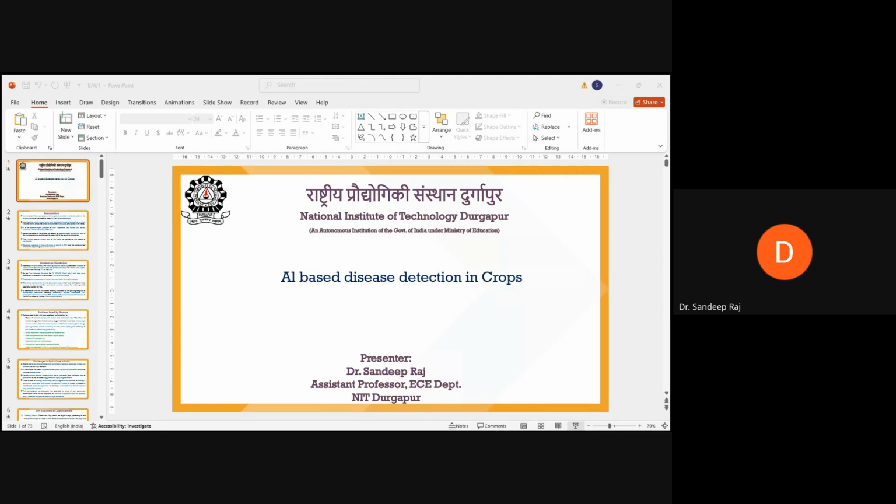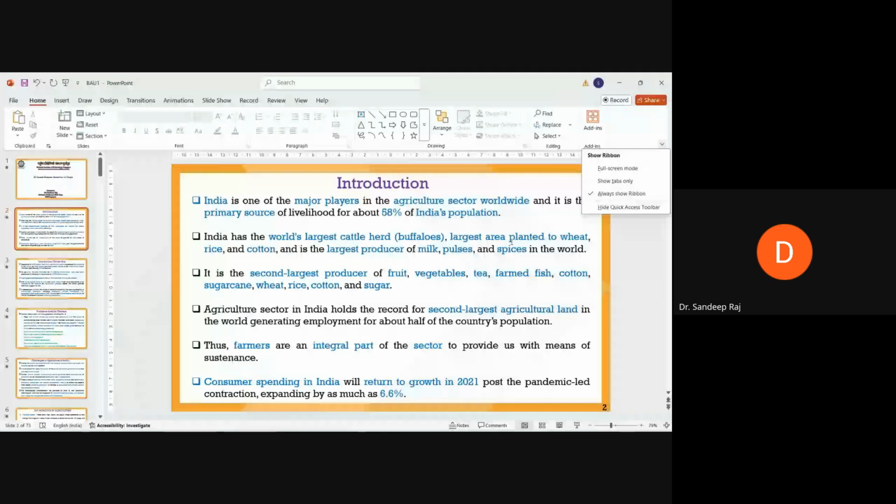So let us have some introduction on why I have chosen this area, AI in agriculture. India is one of the major players in the agriculture sector worldwide, and it is the primary source of livelihood for about 58% of the Indian population. India has the world's largest cattle, and the data I have provided is from the manual. It has the largest area planted to wheat, rice, and cotton. India is the largest producer of milk, pulses, and spices in the world. India is the second largest producer of fruits, vegetables, tea, farm fish, cotton, cane, rice, and sugar.